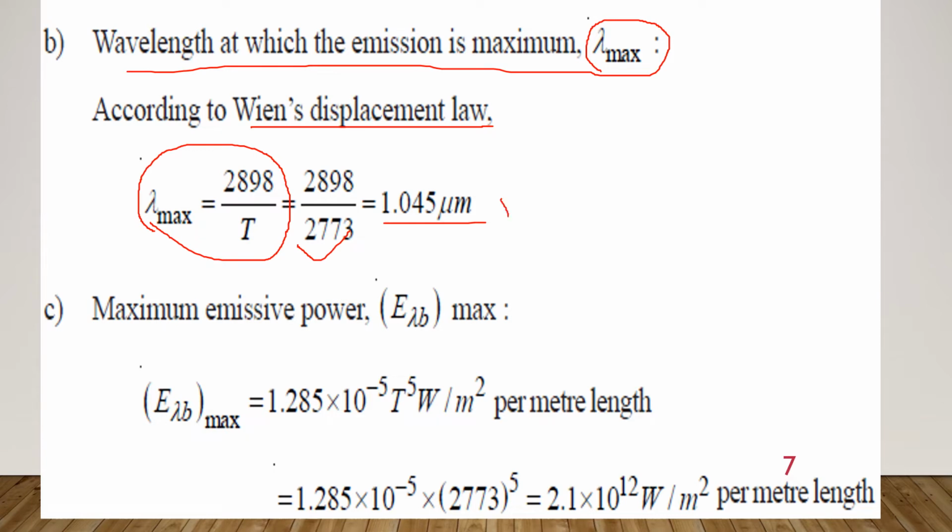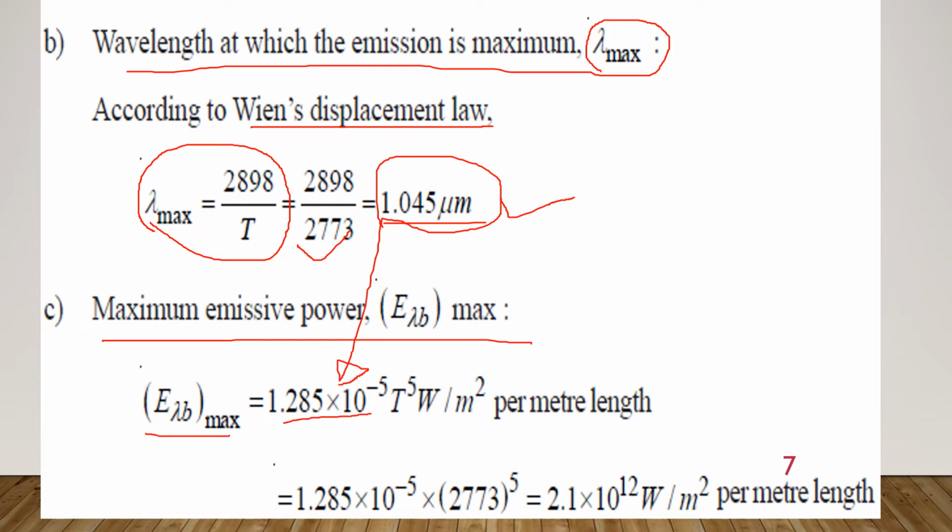So the lambda max value is 1.045 micrometer. Now we have to find out what is maximum emissive power. So we have to put this lambda value equals to 1.045 here. So what you can see, E lambda B max, that is 1.285 into 10 power 5 into T power 5 watt per meter square. So we will get the answer, that is 2.01 into 10 power 12 watt per meter square per meter length. So one more answer is available.